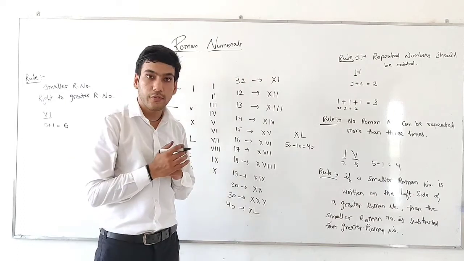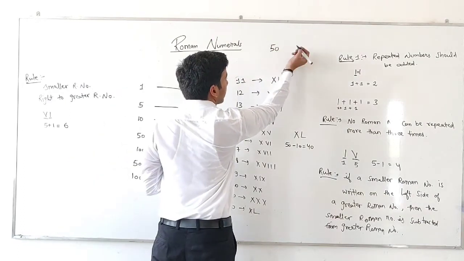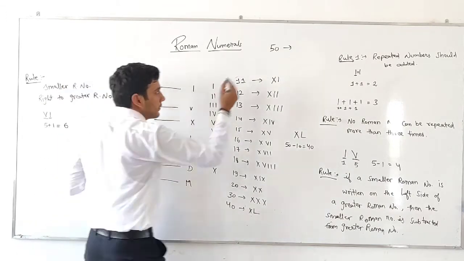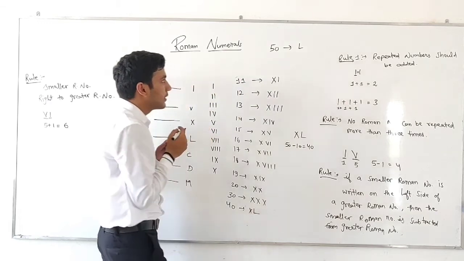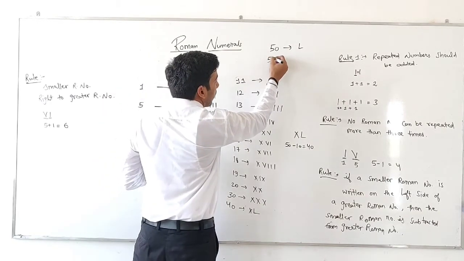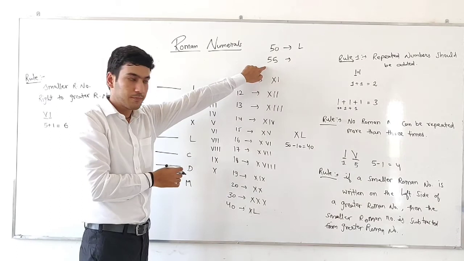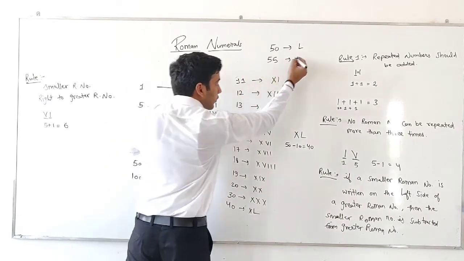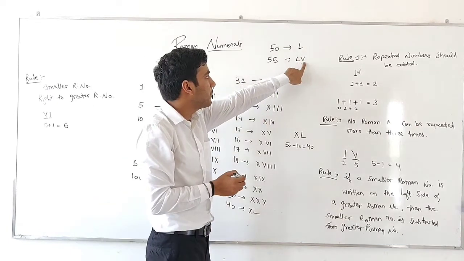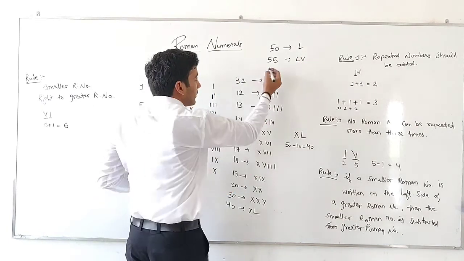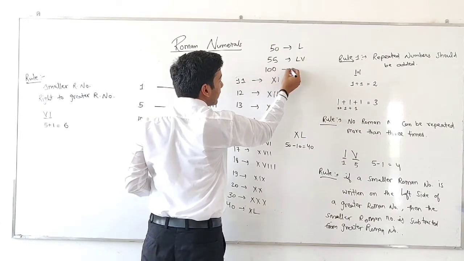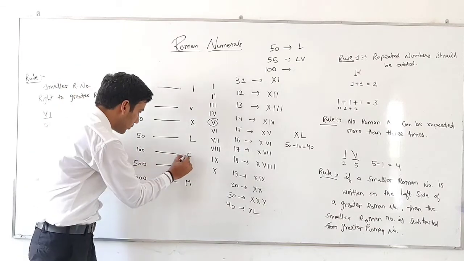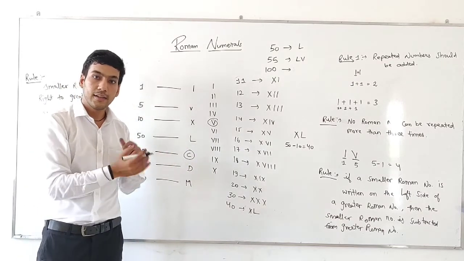Next, what is the Roman symbol for 50? You have learned L is the Roman symbol for 50. Next, what is the Roman symbol for 55? Then L is for 50 and this 5 is for 5, so 50 plus 5, 55. What is the Roman symbol for 100? You have learned C is the Roman symbol for 100. So this is for 100.